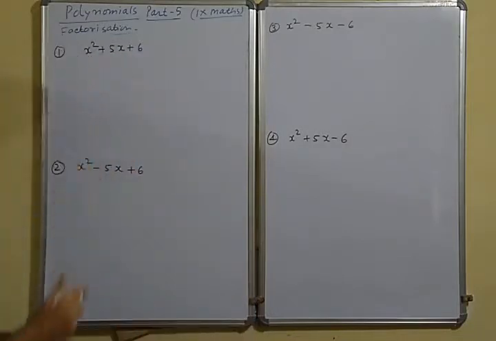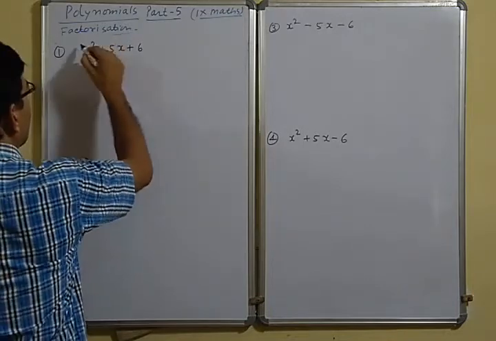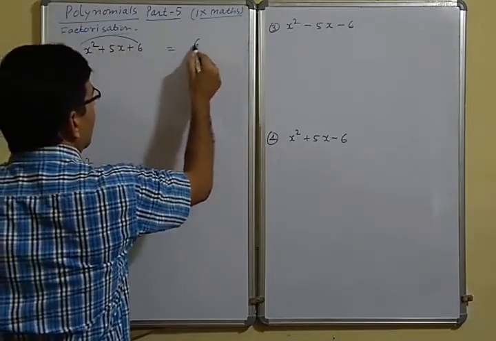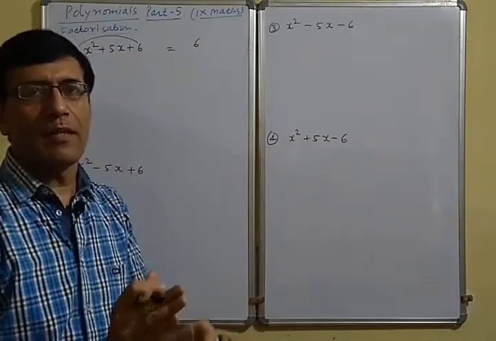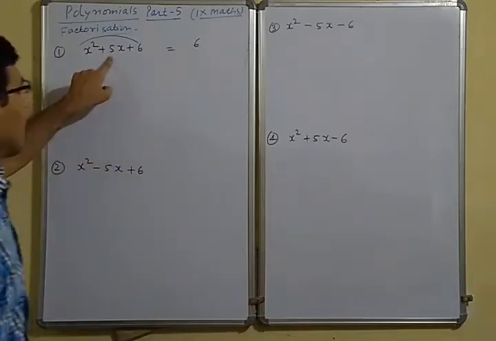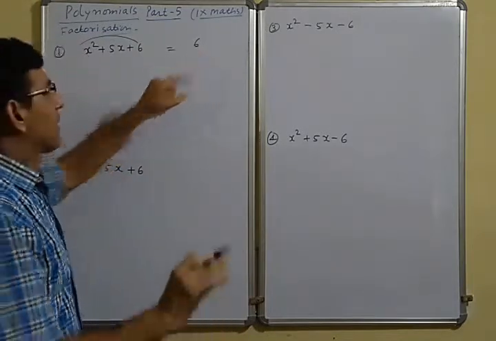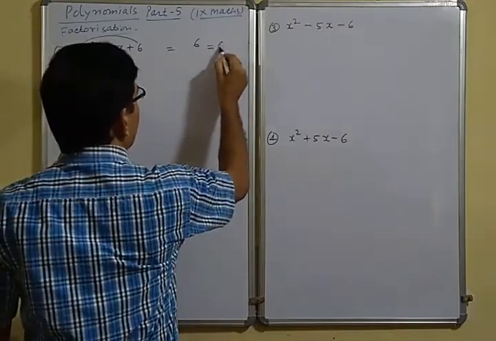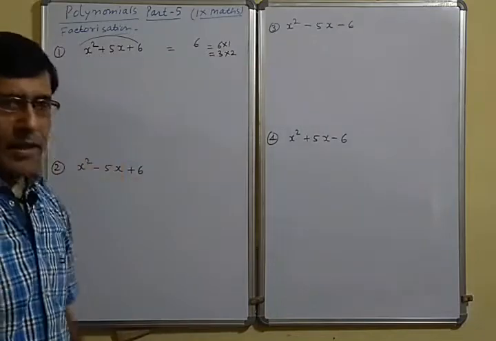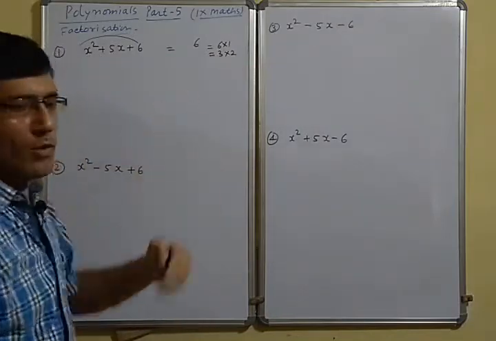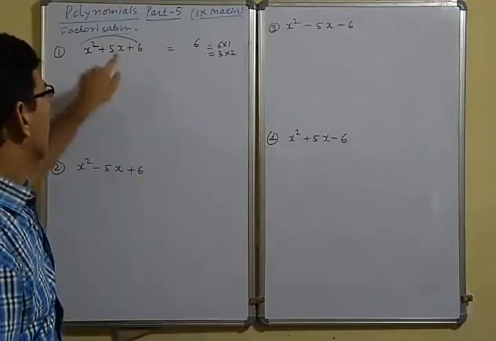Here the coefficient is 1, so a is 1. That means a into c is what? You will get 6. Now you have to split it in the form p and q such that p plus q is equal to b. So factorize 6. You will get 6 into 1 and 3 into 2. Here 2 factor pairs are there. Now you have to find out by which pair their addition or subtraction is 5.